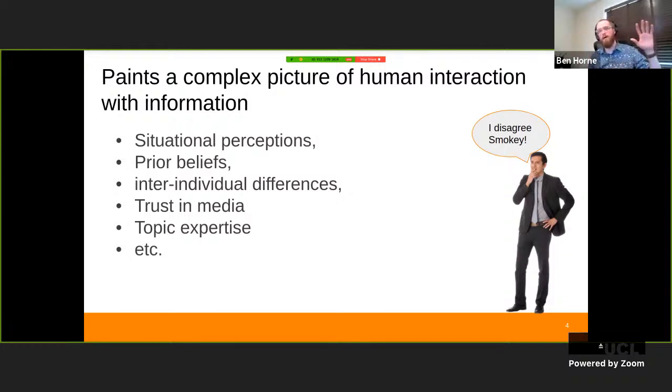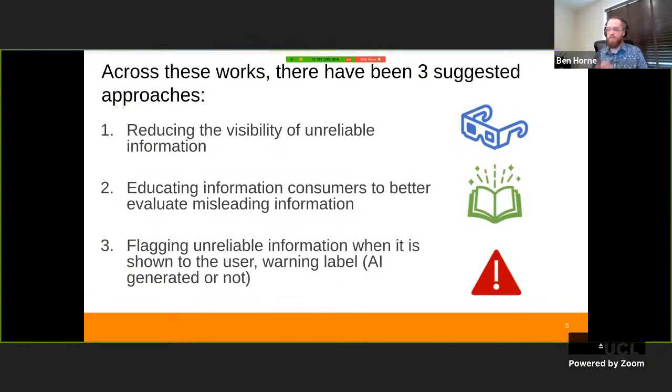One setting on automating this task, the other on how humans are doing the task, and both are giving us these mixed, complex results. Now, there are many different suggestions on how to solve this fake news problem across these two literatures, but broadly you can fit them into these three different suggestions or approaches.